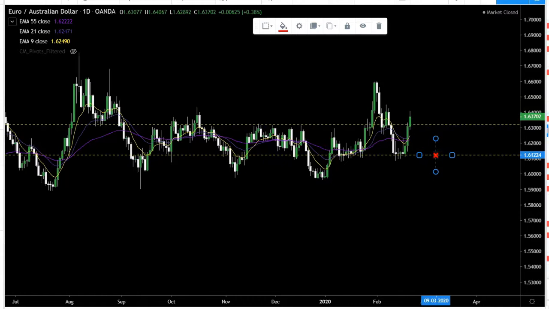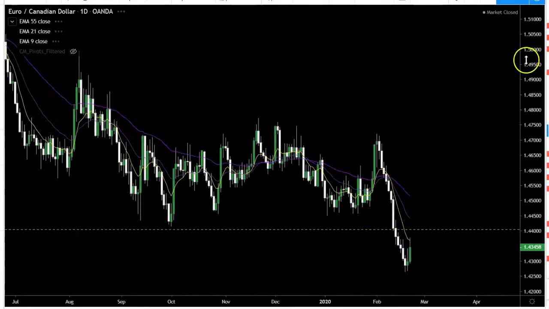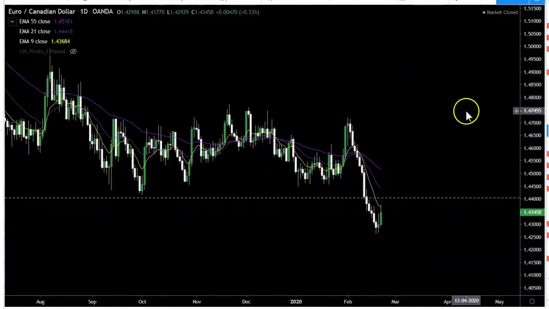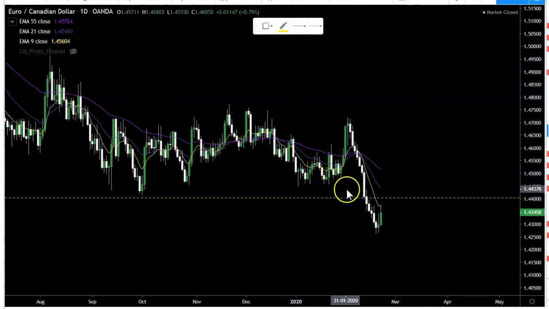Euro AUD. Okay, let's go and flip through the Euro pairs. Euro CAD. Very similar. I like this. I'm watching this very, very closely. We've had this beautiful move down here. I hope that you were able to catch it.